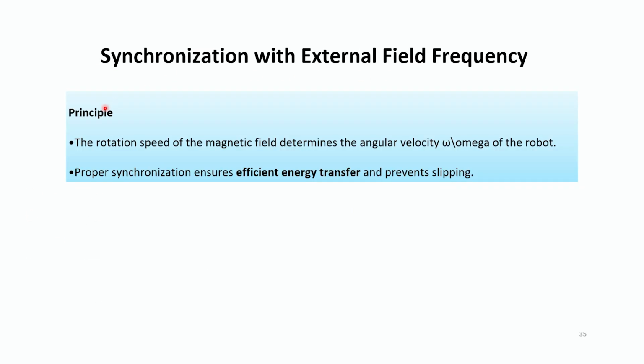Synchronization with external field frequency. The principle is that the rotation speed of the magnetic field determines the angular velocity of your robot. Proper synchronization ensures efficient energy transfer and prevents slipping. So you need proper synchronization between your magnetic field and your bot to ensure efficient energy transfer, with no energy loss, and this prevents slipping.